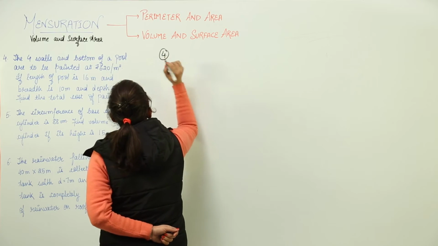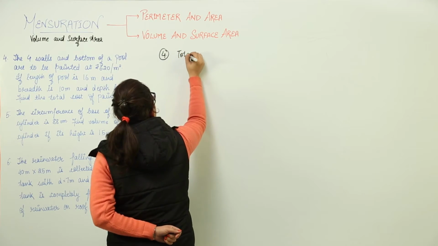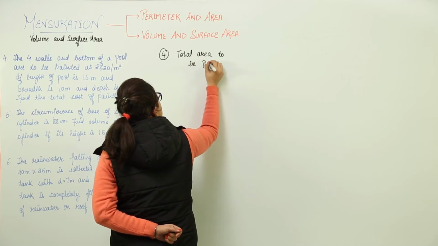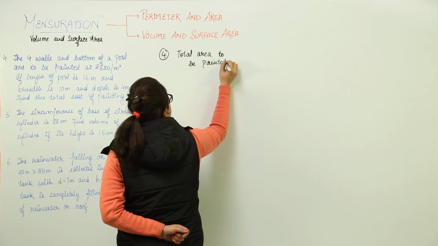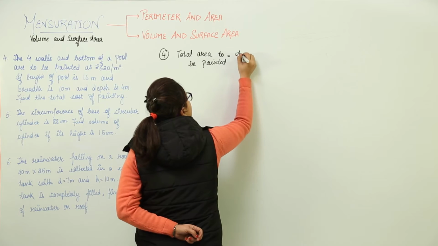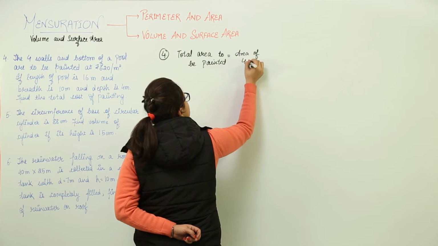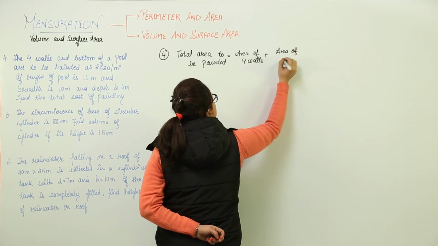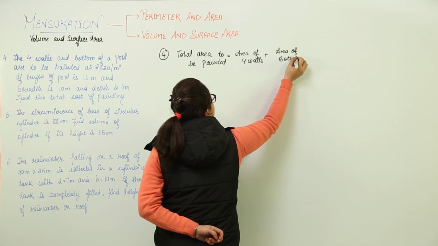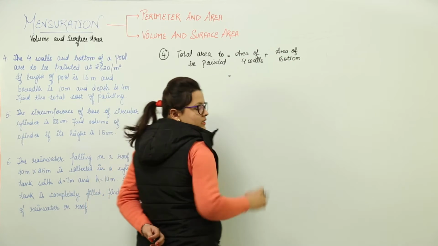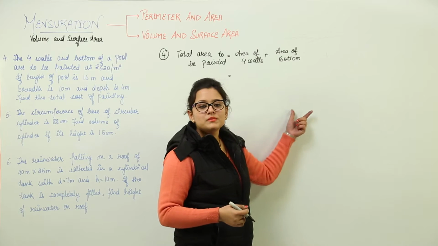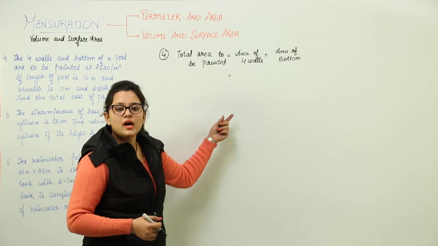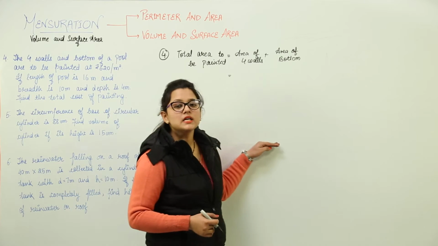Question number 4, total area to be painted. I'll write: total area to be painted would be equal to the two areas that we have discussed. The first area would be the area of four walls, and adding to this would be the area of the bottom. Bottom and the walls are to be painted, so I have added both of them. Doing them simultaneously saves time. Otherwise, you can do them separately: find the area of four walls, find the area of the bottom and add them up. I am doing them simultaneously because it reduces my number of steps.